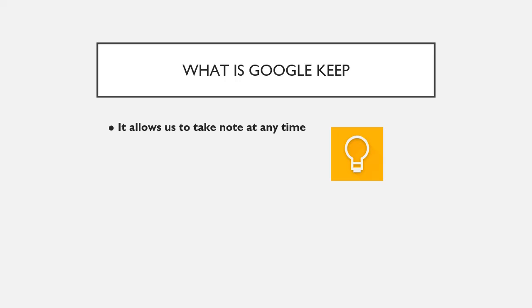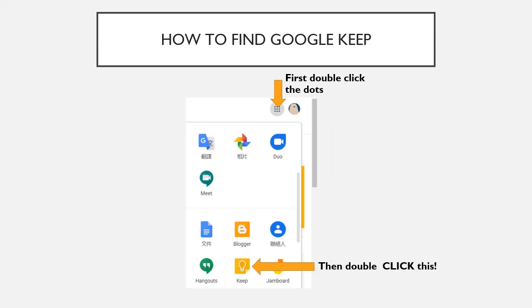What is Google Keep? It allows us to take notes at any time. So, how can we find it? We first have to open a new tab of Chrome, and on the upper right corner, we can see there is an icon of dots over there. Then we click it, and we see the icon of Google Keep, and we click it. We therefore can get into the website of Google Keep.